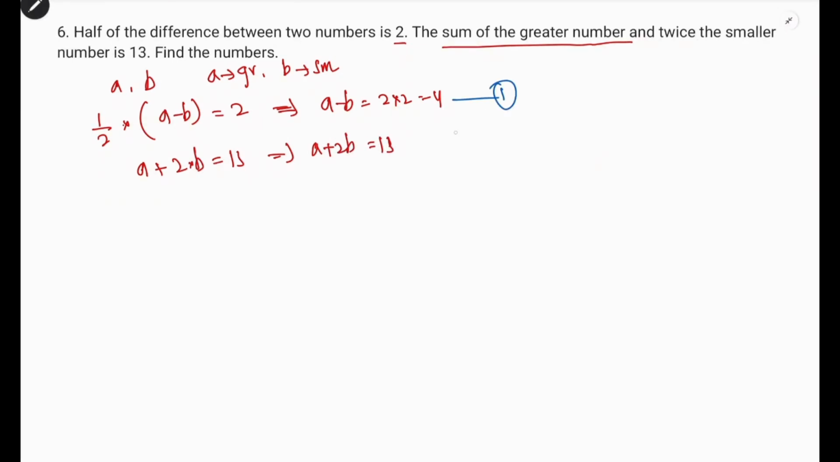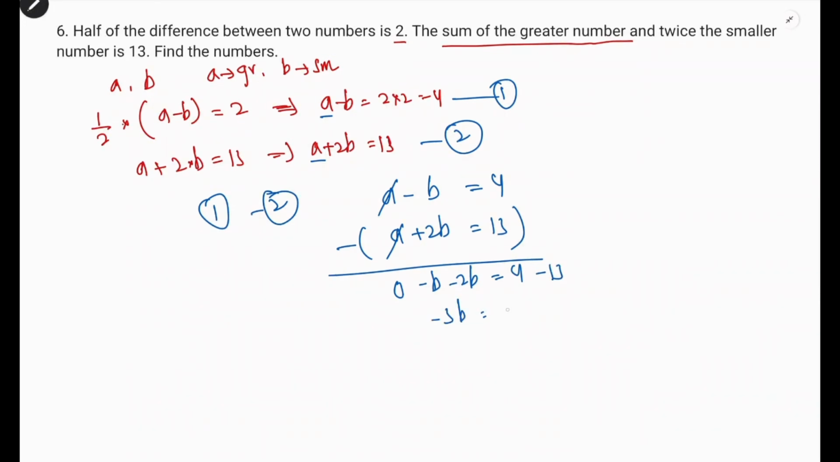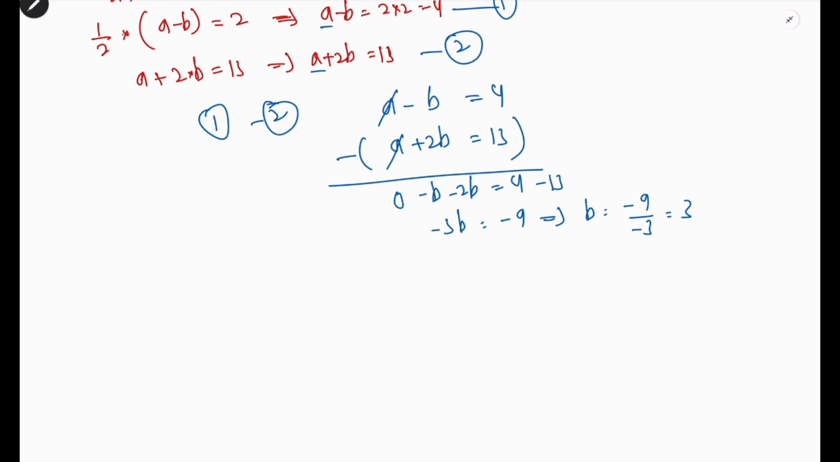See, these are the two equations. In these two equations we have a, so we will directly subtract the first and second equations so that a can be eliminated. We get a minus b is equal to 4 and a plus 2b is equal to 13. We will subtract these two equations. We will get a minus a is 0 and minus b minus 2b is equal to 4 minus 13. Minus 3b is equal to minus 9. You get b is equal to minus 9 by minus 3. It is 3. You substitute the b value in the first equation. You get a minus 3 is equal to 4. You get a is equal to 4 plus 3, that is 7. So here we get the two numbers as 7 and 3.